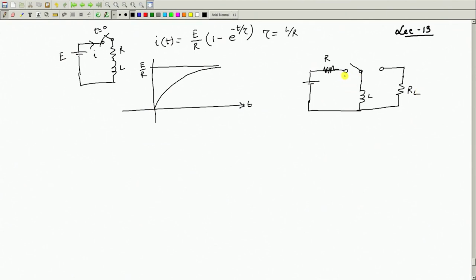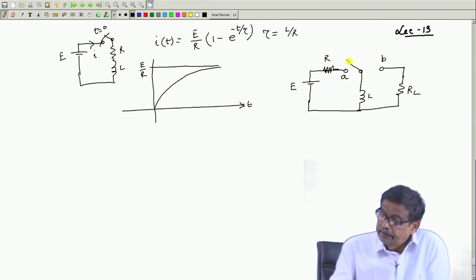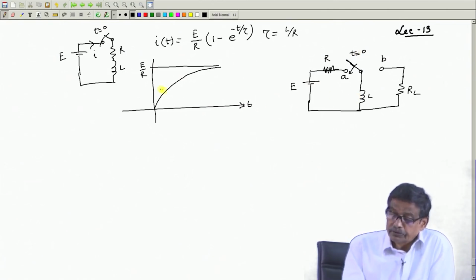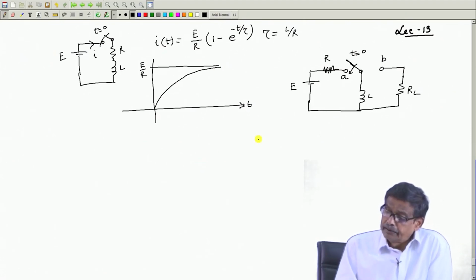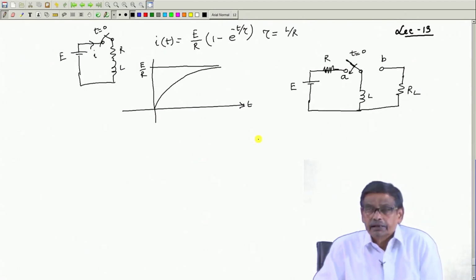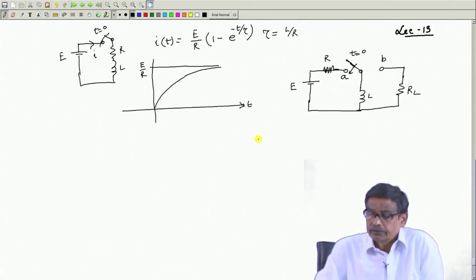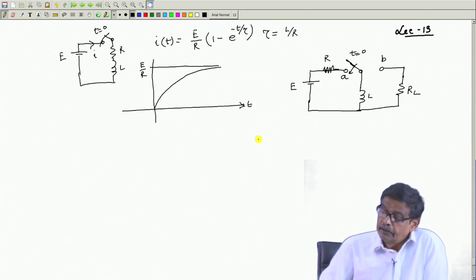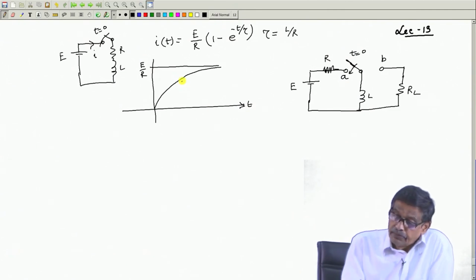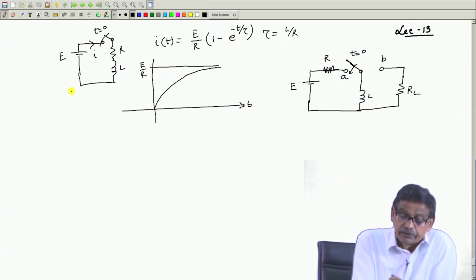The switch is connected initially in position 1, position A, at t equal to 0. Therefore, at t equal to 0, this is the equation, and the current grows up, thereby pumping current into the inductor. And an inductor, when it carries current, we know stores energy. Now, what I will do at some time, say at t 1 time. So, the current started growing like this.